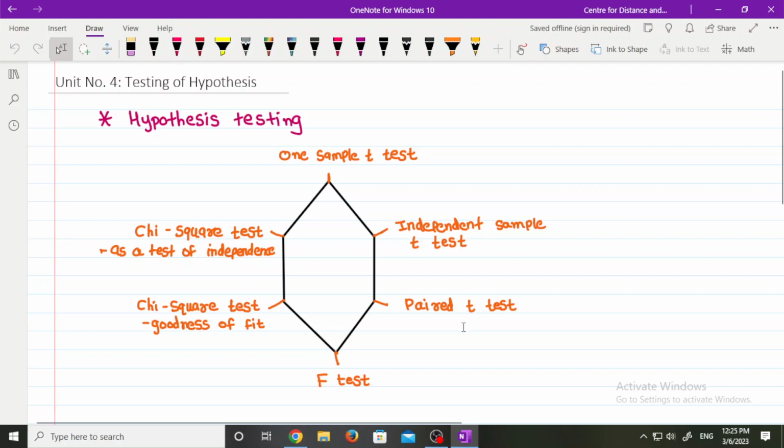The independent sample t-test is used when the samples have been taken from two different populations, and the paired t-test is used when the data is taken from one population only but having two different observations. Now we solve an example of the independent sample t-test.